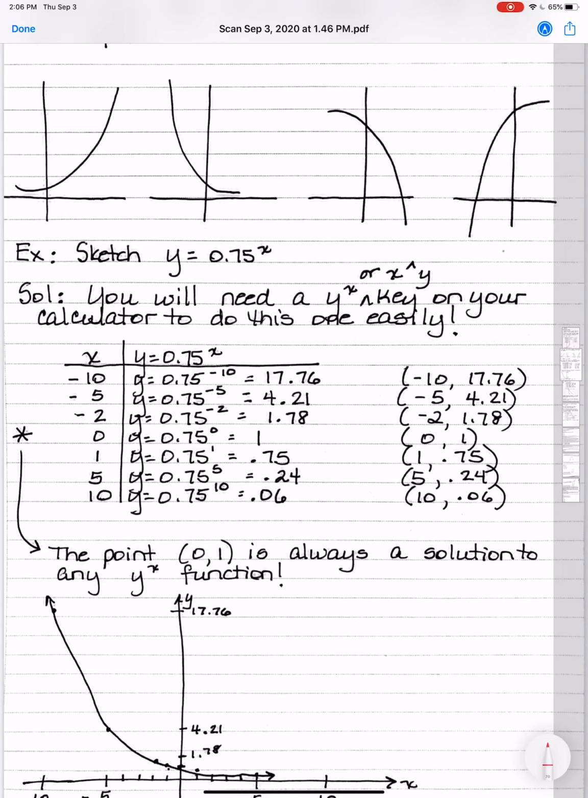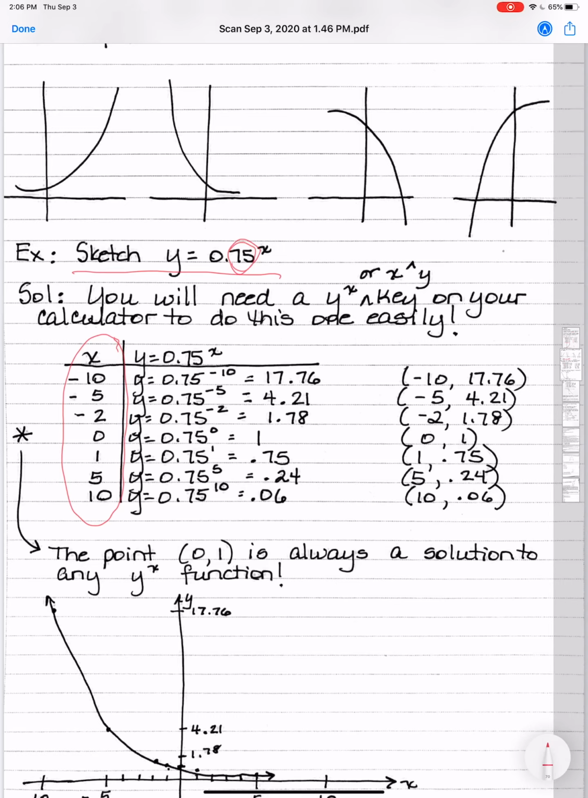And again, if I ask you to sketch y equals 0.75 to the x, I would just put in some values for x. I picked a wider variety this time, -10 to 10. You can pick whatever you want that helps you see the curve. But because we had a fraction in our original equation, I wanted to use something that would make my numbers a little bigger. So I used -10 to 10.